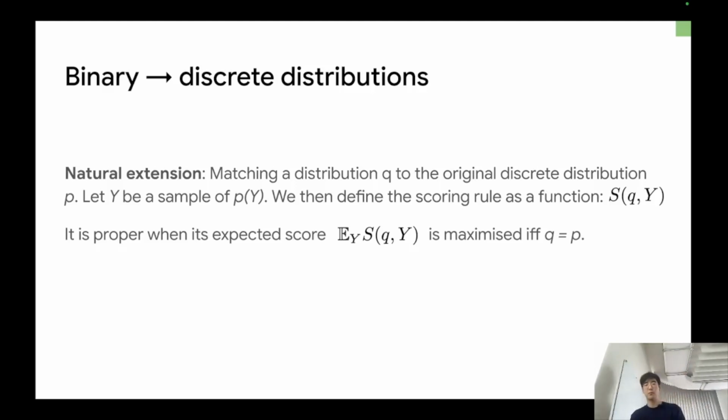We say it's proper when the expected score, the expectation of S, where the randomness comes from the samples y, is maximized if and only if Q truly recovers the true distribution P. So it's the same definition as before.